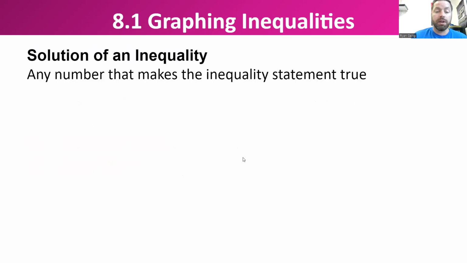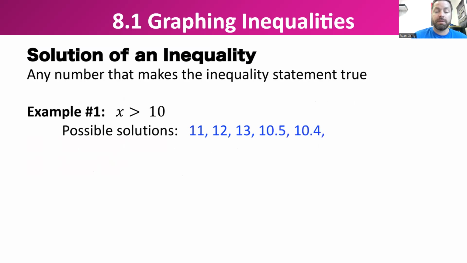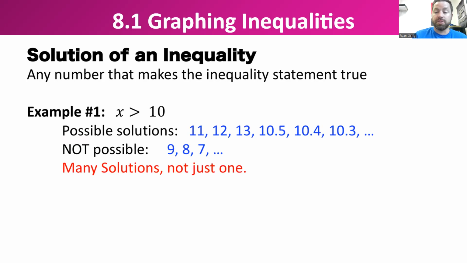A solution of an inequality is any number that makes the inequality statement true. Example 1, x is greater than 10. We're looking for possible x values that make this true. There are a lot of answers: 11, 12, 13, 10.5, 10.4, 10.3. There are also a lot of numbers that are not solutions, like numbers less than 10, so 9, 8, 7, and so on. So there are many solutions, not just one.